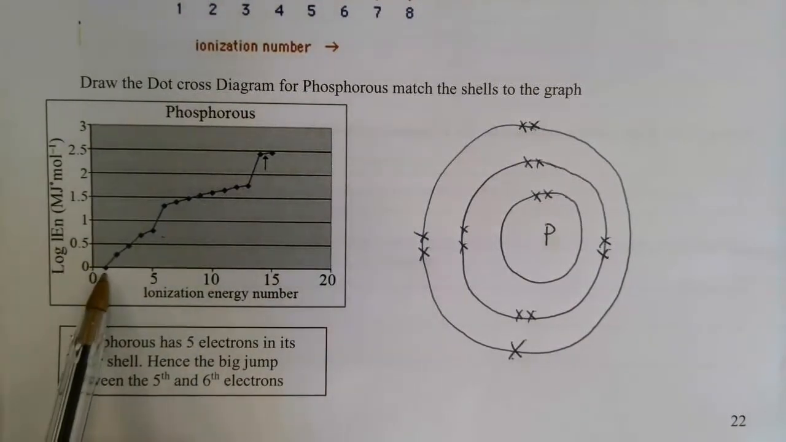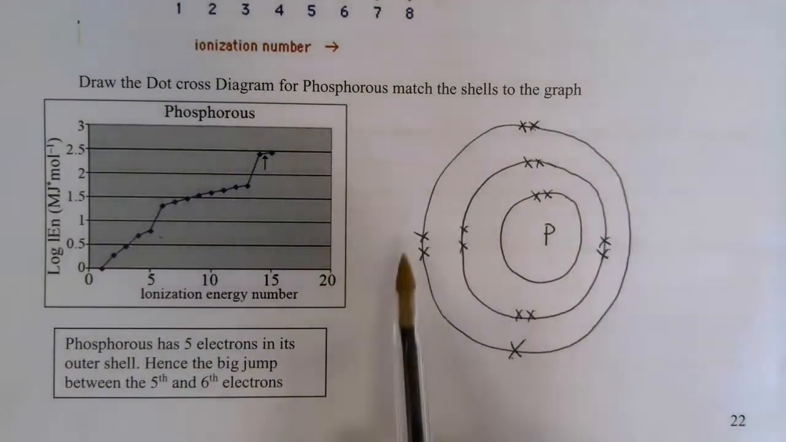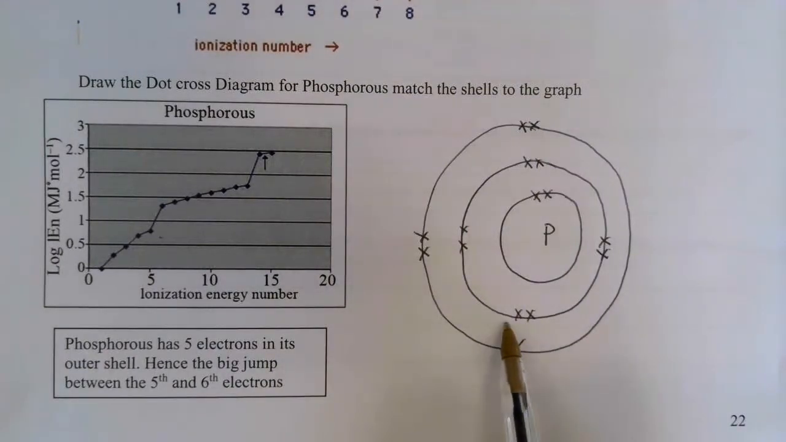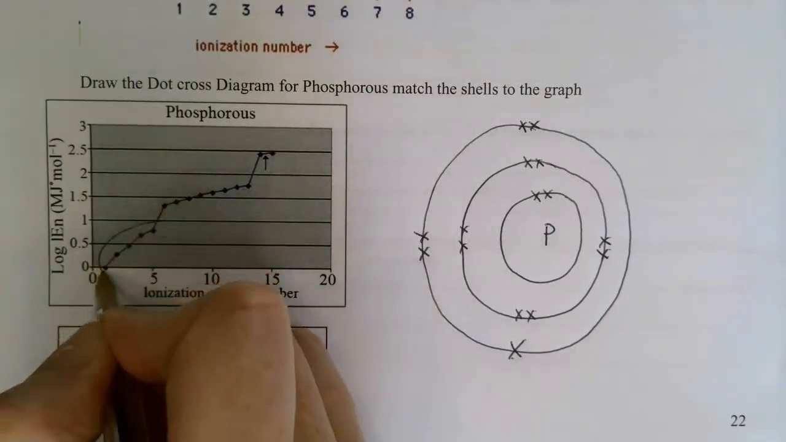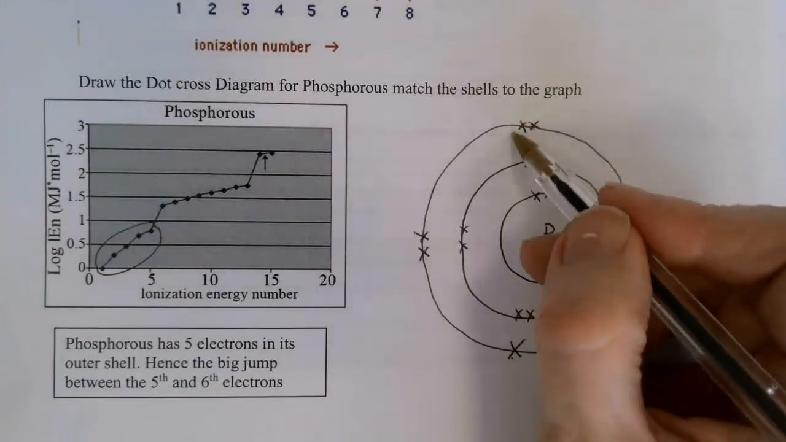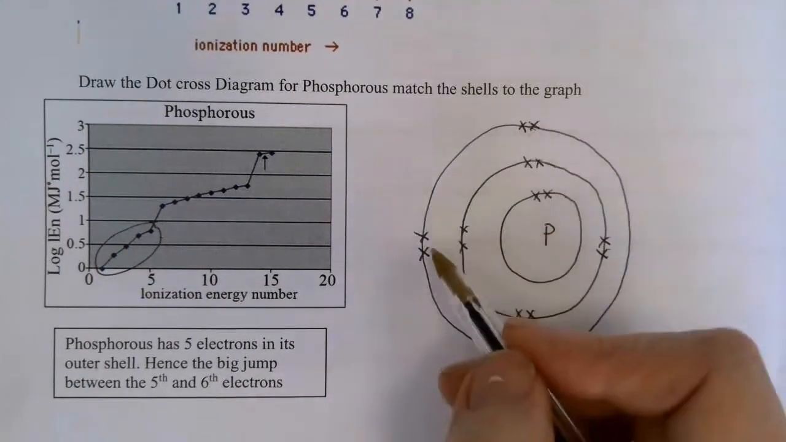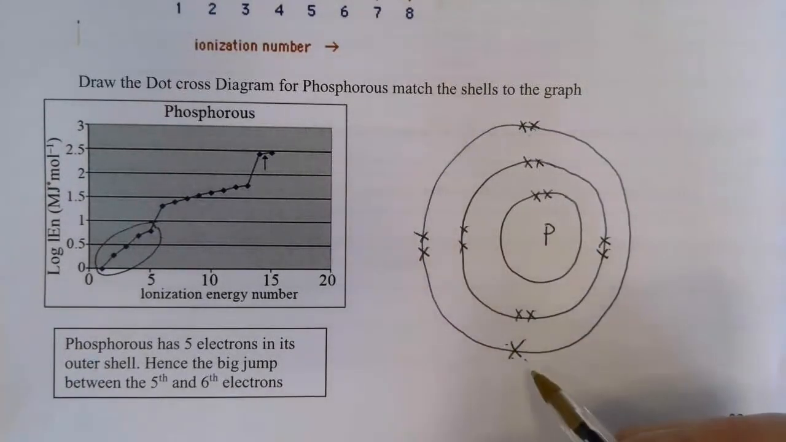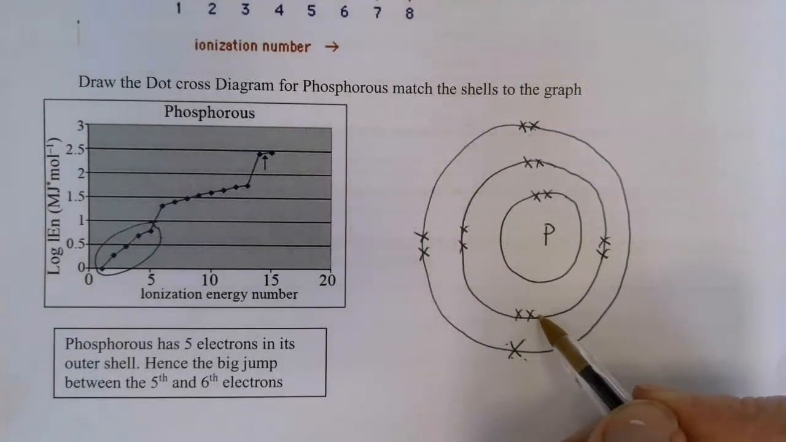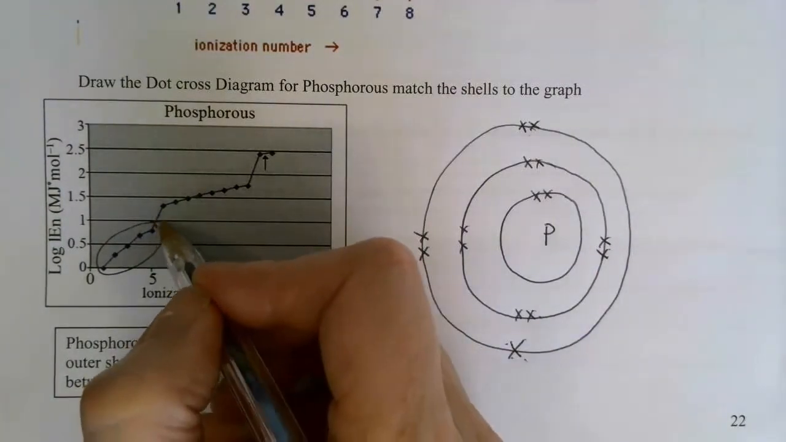Here, number 1, that's the first electron being removed. Well, that is the outer shell electron. And then I have 1, 2, 3, 4, 5 electrons here being removed. That is telling me that I have 5 electrons in my outer shell, because once all those electrons have been removed, the next electron has to come from a principal quantum shell closer to the nucleus. It's lost a level of shielding, so it's going to have a much stronger electrostatic attraction between it and the nucleus. So that's where this jump comes in.